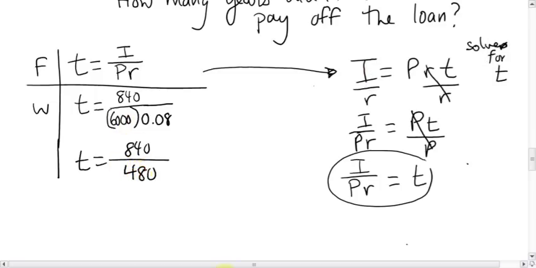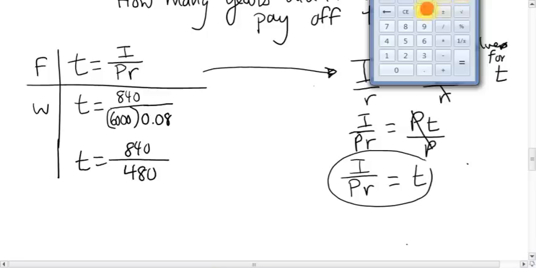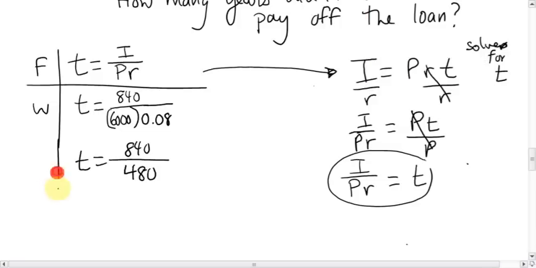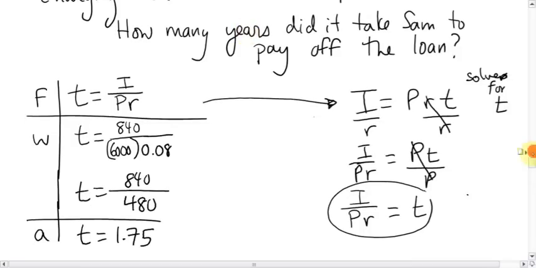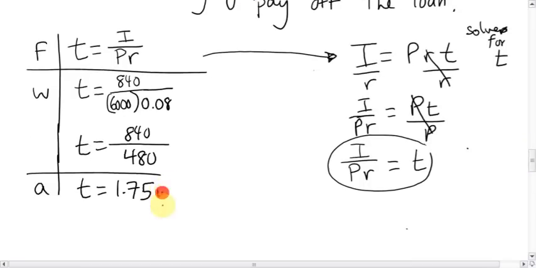Now I divide those two. 840 divided by 480 equals 1.75. That 1.75 is our answer. And what does that 1.75 mean? It means that's how many years it would take for Sam to pay off that loan if he had to pay that much interest.